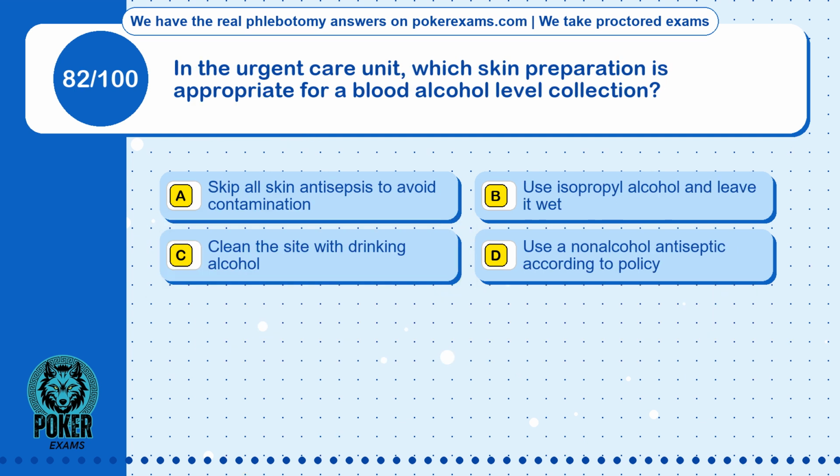Question 82. In the urgent care unit, which skin preparation is appropriate for a blood alcohol level collection? Option A. Skip all skin antisepsis to avoid contamination. Option B. Use isopropyl alcohol and leave it wet. Option C. Clean the site with drinking alcohol. Option D. Use a non-alcohol antiseptic according to policy.